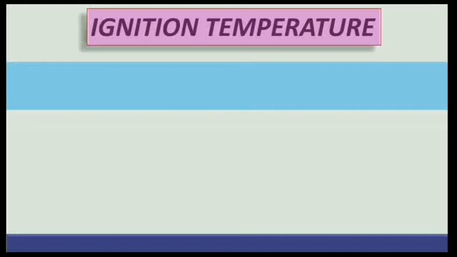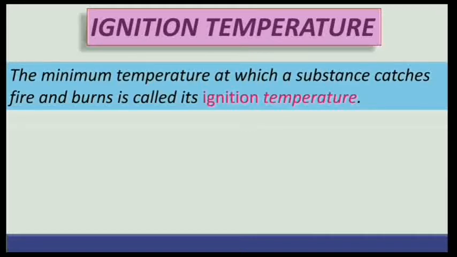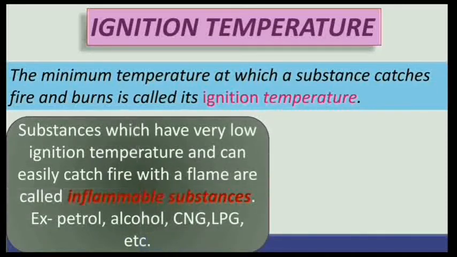Ignition temperature. The minimum temperature at which a substance catches fire and burns is called its ignition temperature. Every object has its own ignition temperature. Some objects start to burn at a little higher temperature, and some at a low temperature. Those burning at low temperature, we call their ignition temperature low.